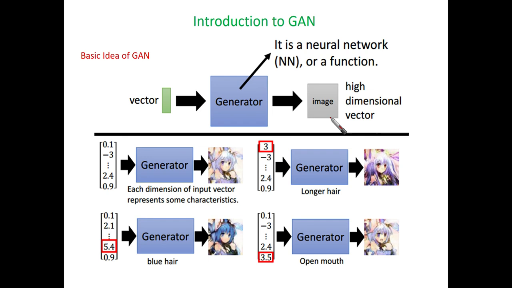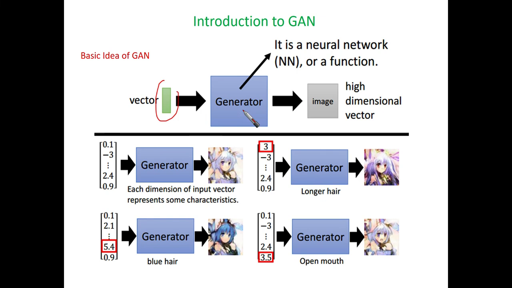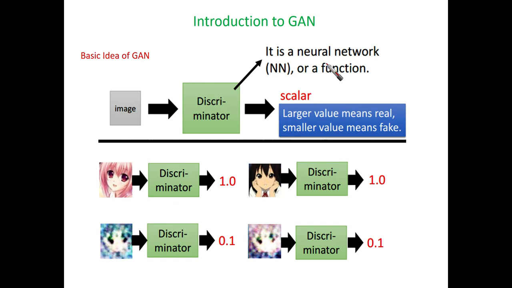Well, the discriminator is also a neural network, and it is the opposite of the generator. The generator took a vector and produced an image, and then these images go to the discriminator, which is a neural network, and the output is a scalar. A larger value means the image is a real image, and if the output is a smaller value, the discriminator decides this image is a fake image.